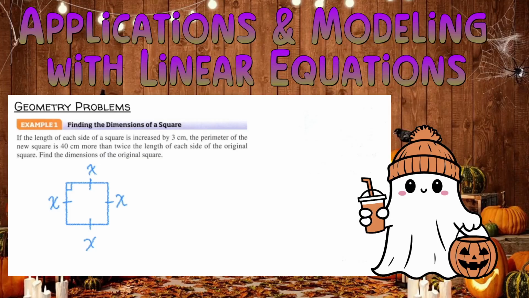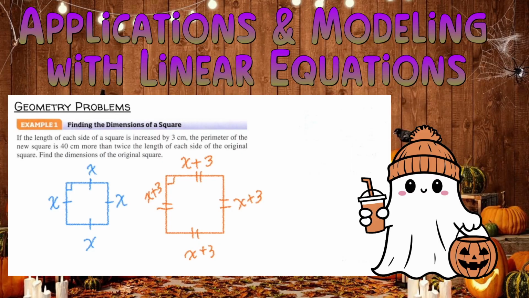If the length of each side of a square is increased by 3 centimeters, well, now that square is no longer the same square, right? It's going to be a larger square. So now all of these sides are equal to each other. And now if I increase by 3, this side is now x plus 3, right? x plus 3 all the way around. A little extra, but whatever.